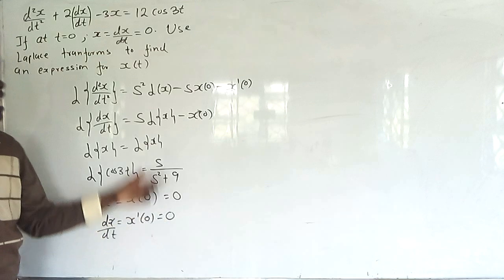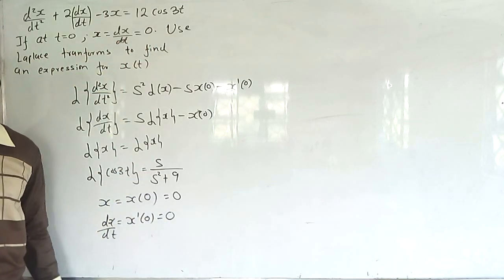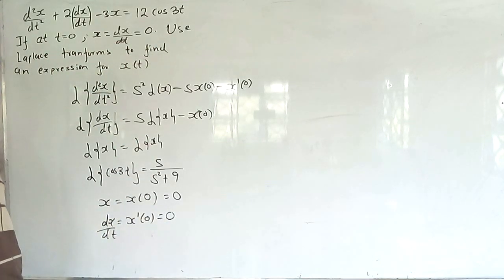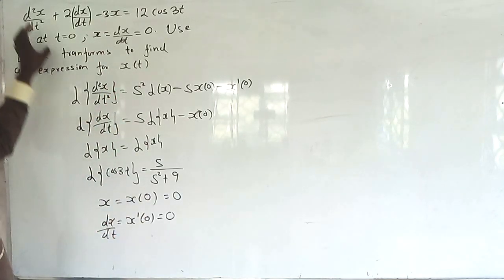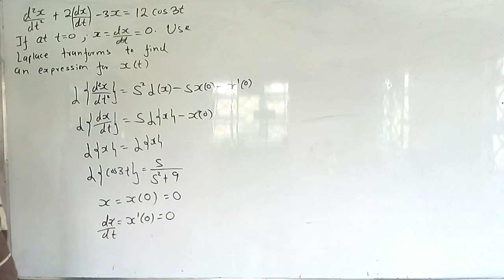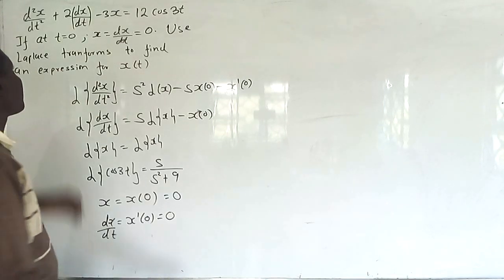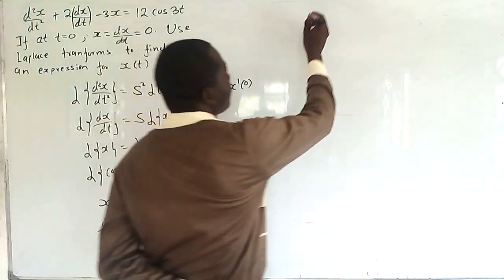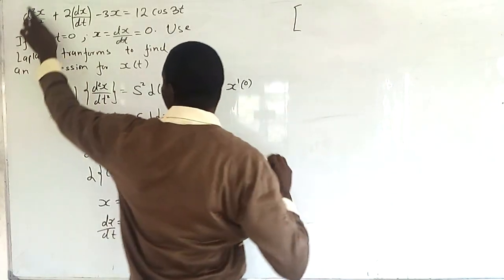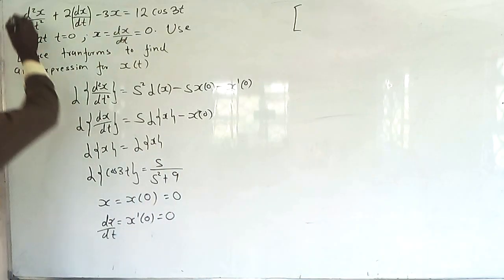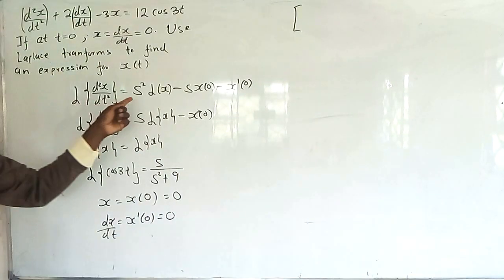And this we can construct from the initial conditions, isn't it? Are we together? Having found everything, you now substitute them into the equation. So start with the first part: d squared x over dt squared. If you substitute this, what have you found it to be?